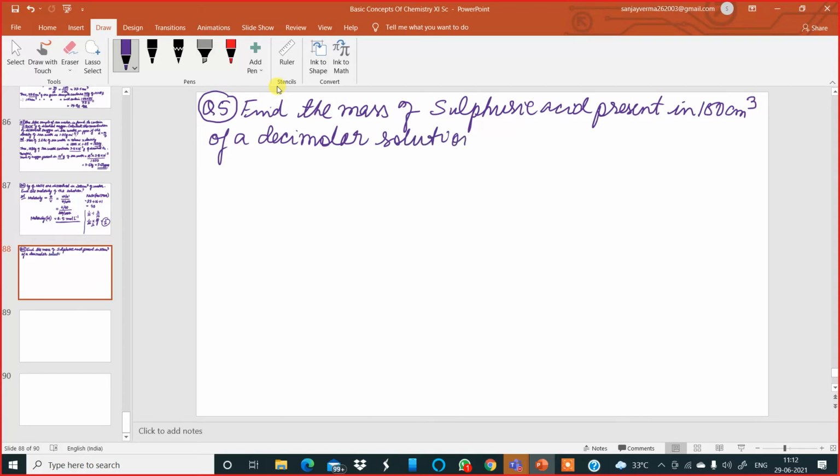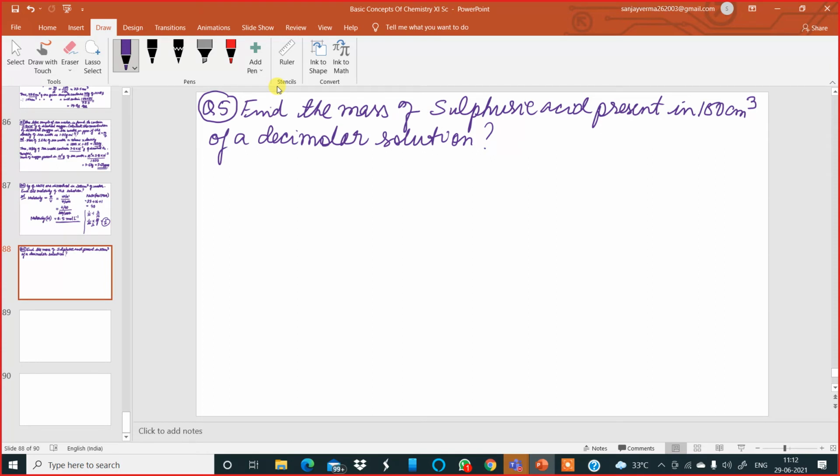Now I had given a table in my previous class. Decimolar. What is the meaning of decimolar? Decimolar means what? I've given you a table in the previous class. 1 by 10. Decimolar means 1 by 10. Very good. 1 by 10 moles per liter or 0.1 moles per liter.